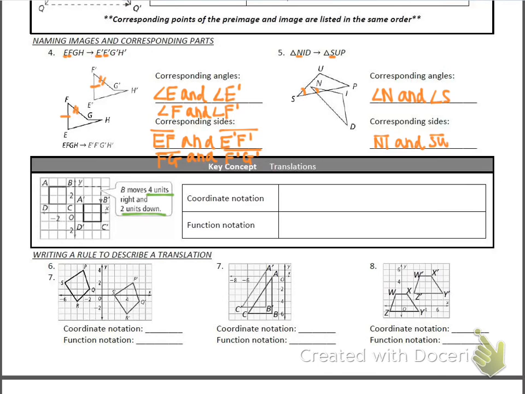Now in math, of course, there are always notations of how to do these. So for a translation, we have 2 types of notation. We have coordinate notation, which is the rule that tells you where each coordinate goes. So for our example, we always start with x comma y. Okay, that's your coordinate. So this is telling me that for all x's and for all y's, the following rule applies. We use the arrow to say that it maps.